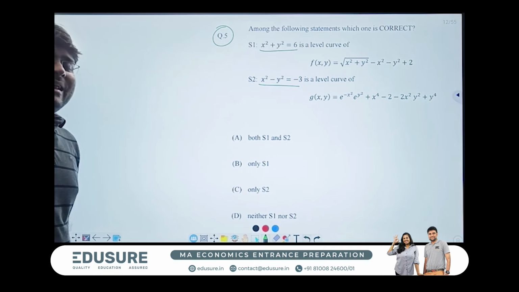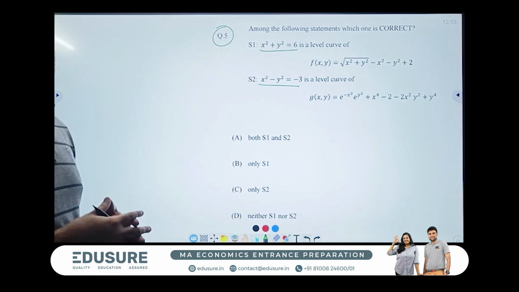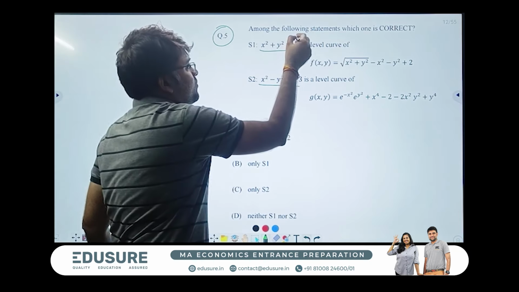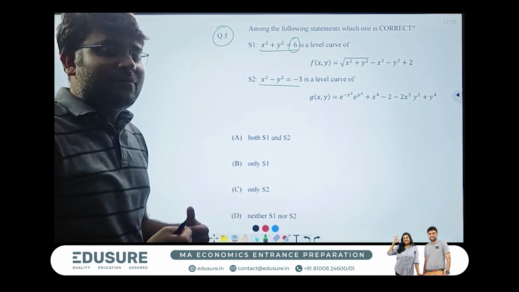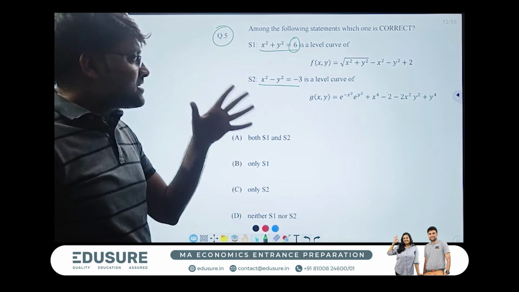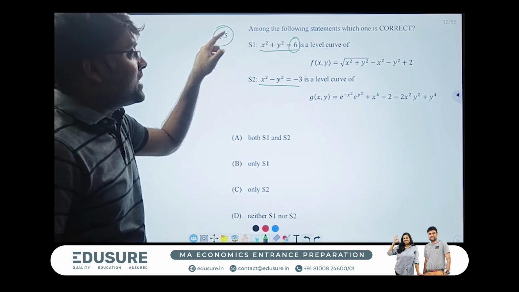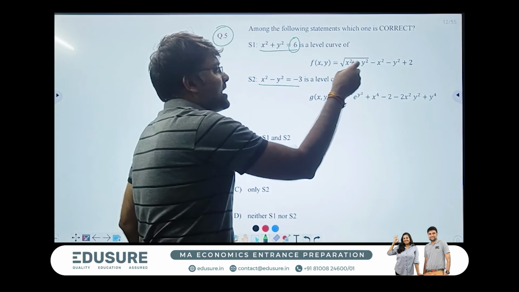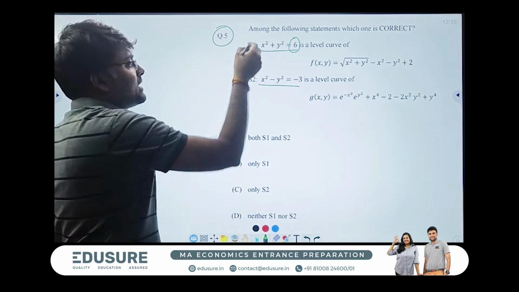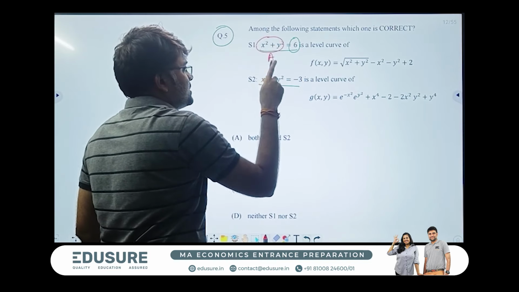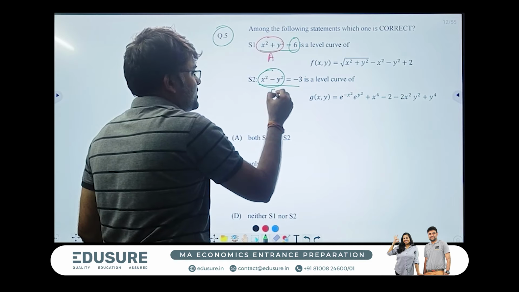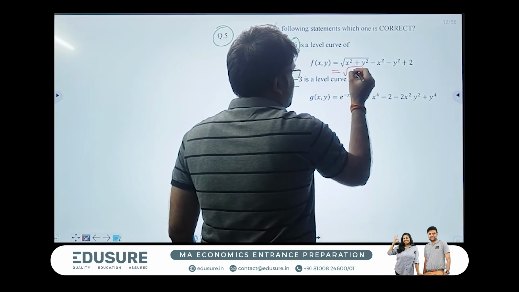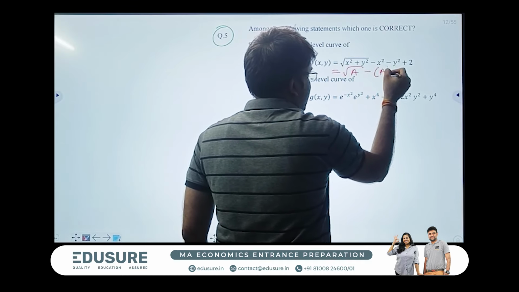So now what is a level curve? A level curve is like an isoquant or an indifference curve where this value will give you different values of F, and it can be expressed in terms of x square plus y square in the first case and x square minus y square in the second case. So can I express this entire expression in terms of x square plus y square, taking x square plus y square as say A? Here let's take x square minus y square as say B. Okay, so let's put this in terms of A. This is root over A minus A plus 2.